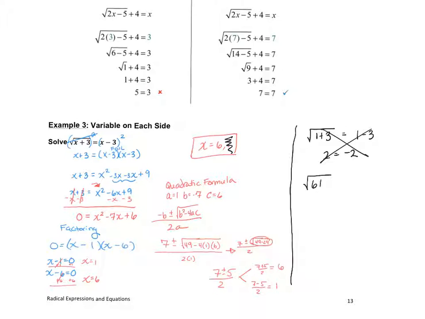Let's try 6. So the square root of 6 plus 3, which is going to be 9. And on the right, it would be 6 minus 3. Well, the square root of 6 plus 3 is the square root of 9. Square root of 9 is 3. And 6 minus 3 is 3. So this one works. So the only real answer then is x equals 6.